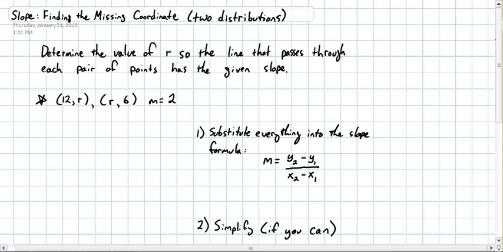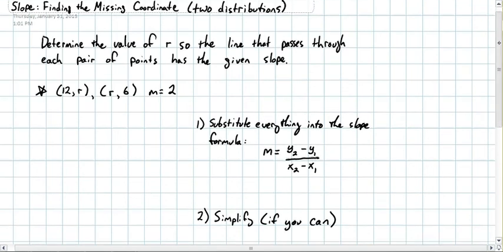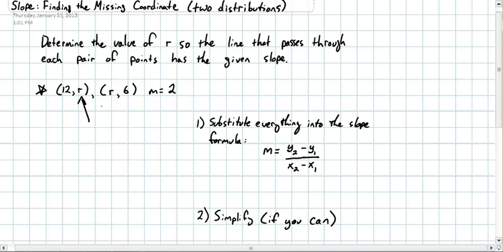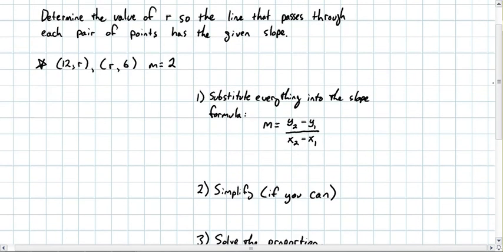Okay, so here is another problem where you're missing two coordinates. We're missing both of these r's. So we're going to do the same thing we did in the one coordinate video, where we're going to substitute all of this stuff into the slope formula. So I like to identify what's what in here. So this is x1, y1, x2, y2, and this is the slope identified by the m.